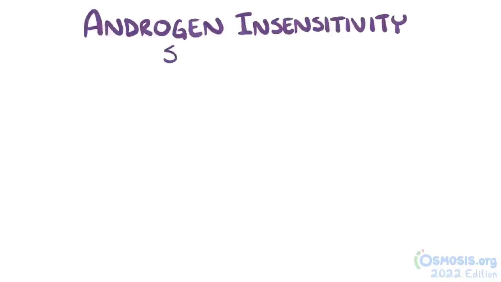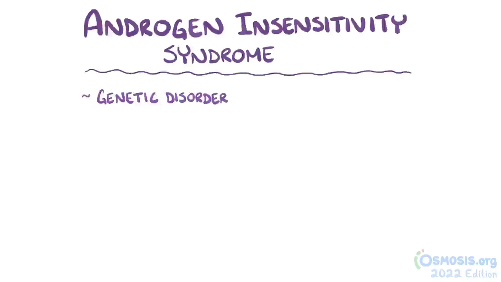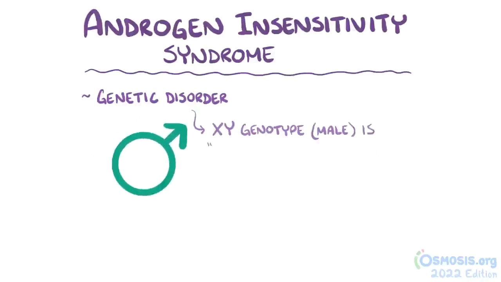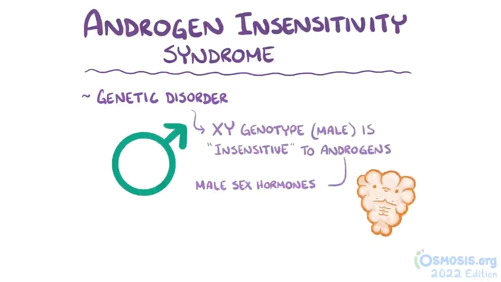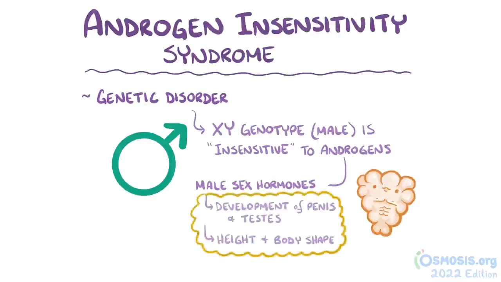Androgen insensitivity syndrome is a genetic disorder in which a person with an XY genotype, genetically a male, is insensitive or doesn't respond to androgens, which are the male sex hormones. Androgens are responsible for primary sex characteristics, like development of a penis and testes, as well as secondary sex characteristics like height and body shape. So in androgen insensitivity syndrome, all of these can be affected.